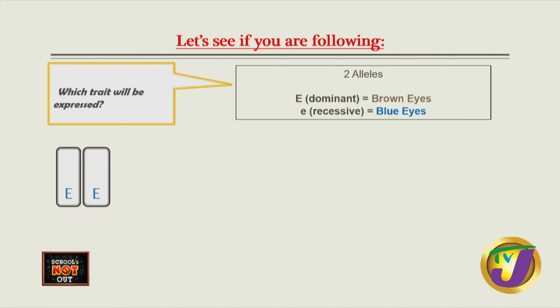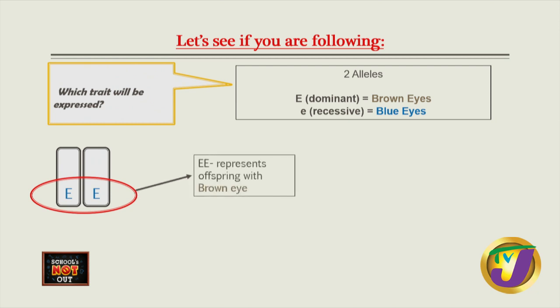So let's look at the first one. We have two capital E's. What do you think is going to be the trait of this child here? All right, so you recognize we have two dominant genes. So in this case, the child is going to have, yes, brown eyes.